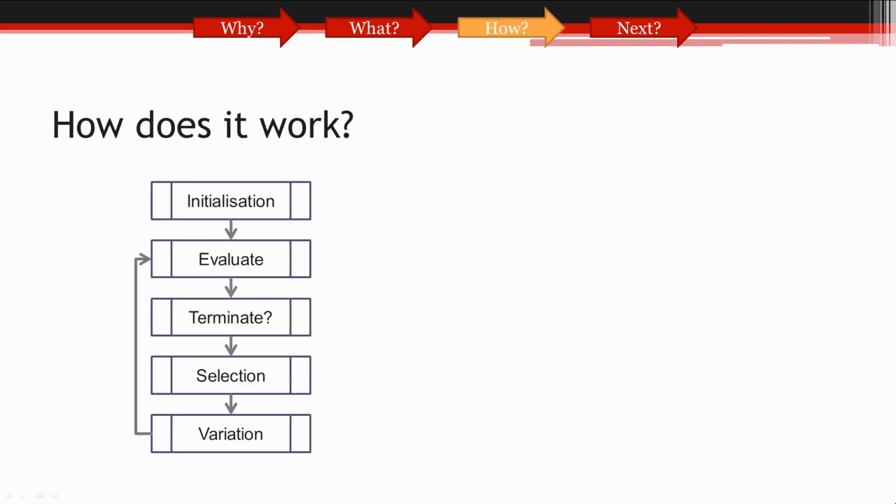Now, on to the fun stuff. How does an evolutionary algorithm actually work? Here you can see a flow diagram of a simple evolutionary algorithm. You can see different stages which flow down to the bottom and then loop up back near the top. Let's go through each step one by one whilst working through an example.